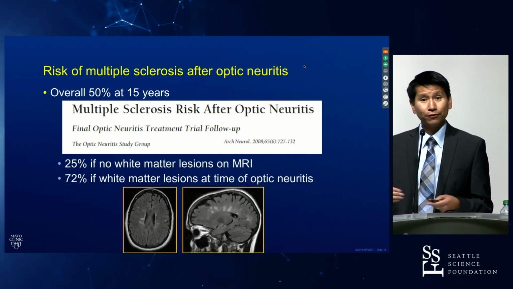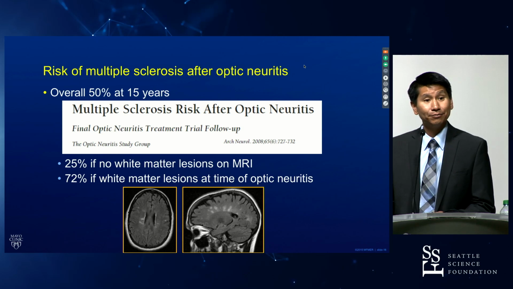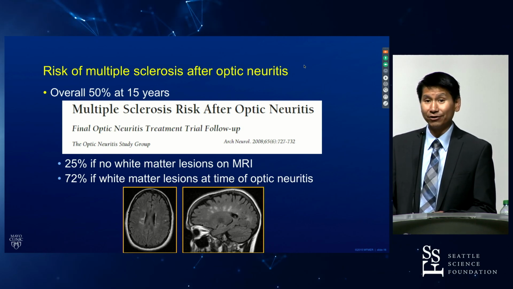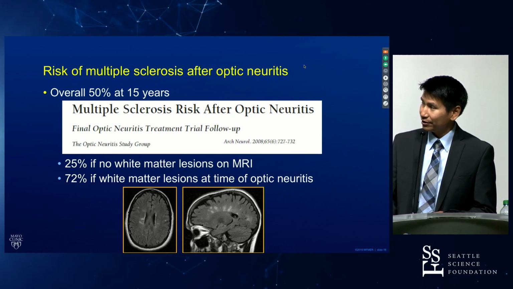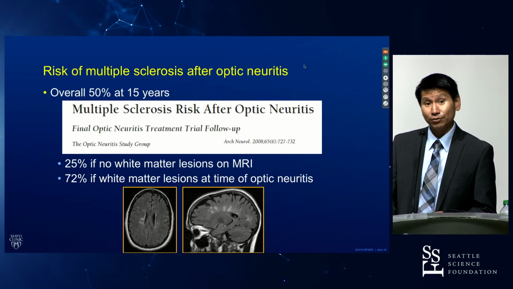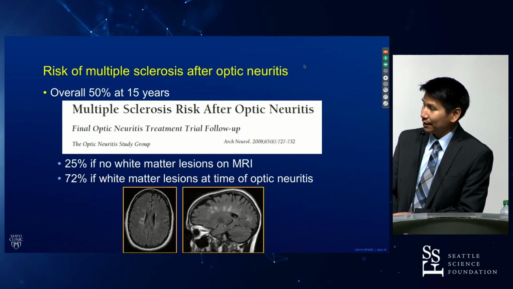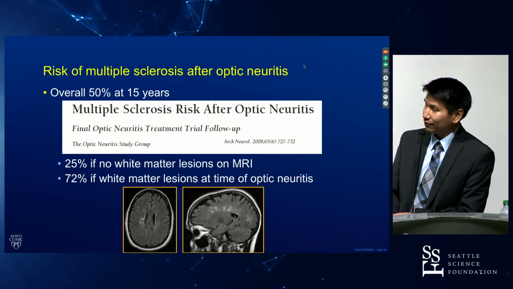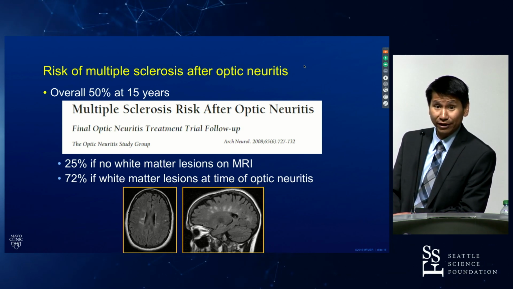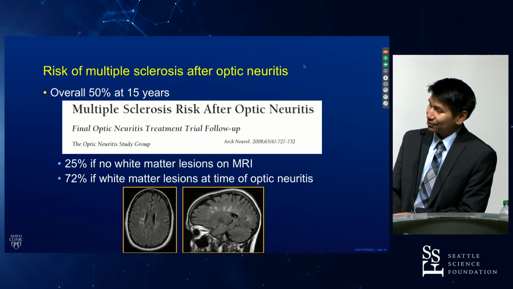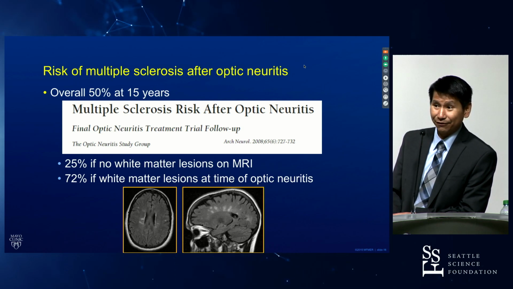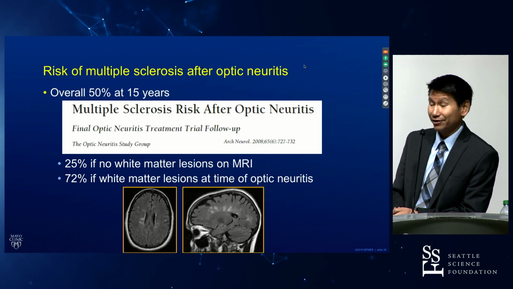The trial also further stratified the risk based on the presence or absence of white matter lesions. And so if there are no white matter lesions, there's a 25% chance. And if there are white matter lesions, a 72% chance at 15 years. And here are some examples of periventricular white matter lesions coming off the lateral ventricles. And you can see why these are called Dawson's fingers, because they look like fingers coming across over the ventricles.